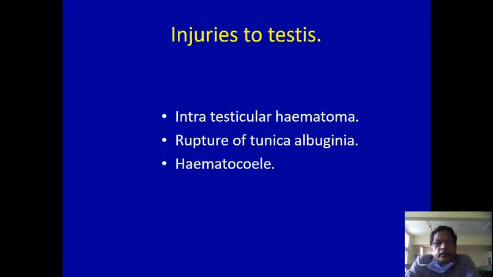So lastly, in today's class, we will learn something about injuries to the testis. Injuries to the testis can occur in a blunt manner, blunt injury, or a penetrating manner. Blunt injury is by far the most common. One particular injury I would like to mention here is the cricket ball injury. Young boys are fond of playing cricket, and if they don't wear the guard, sometimes a cricket ball can hit the testis.